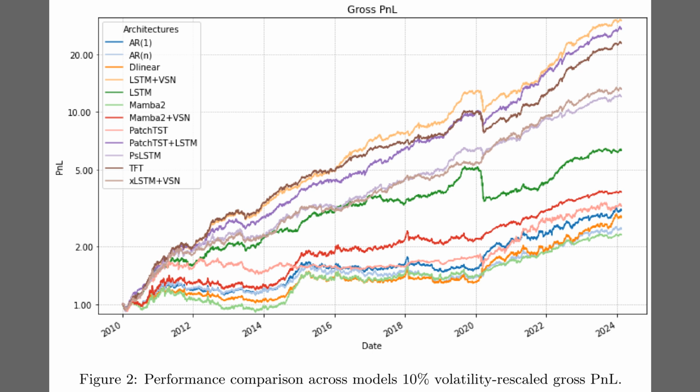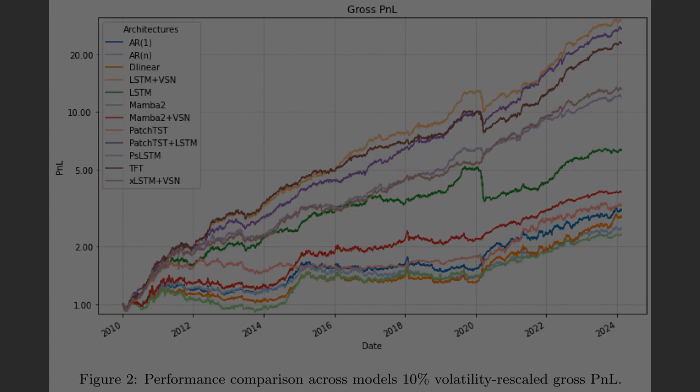These models maintain relatively smooth upward paths over the entire timeline, which indicates that their high Sharpe ratios come from persistent, incremental returns rather than just a few lucky trades. In contrast, standard architectures like a plain long short-term memory or patch TST experience much larger drawdowns along the way, highlighting their greater sensitivity to extreme market movements.